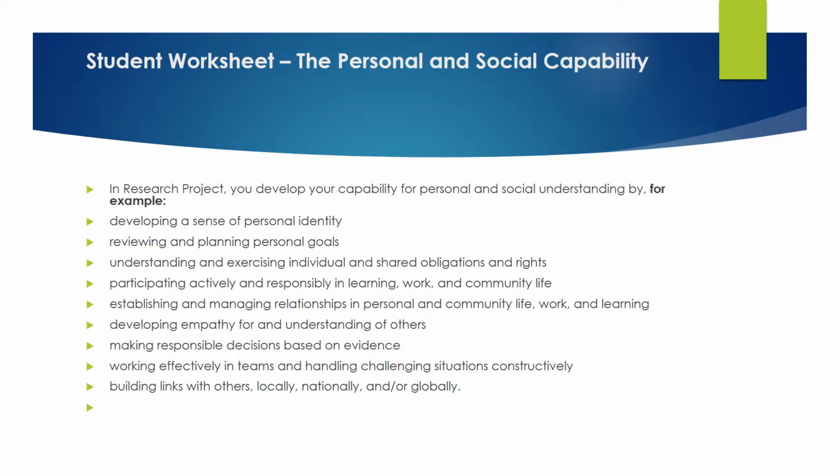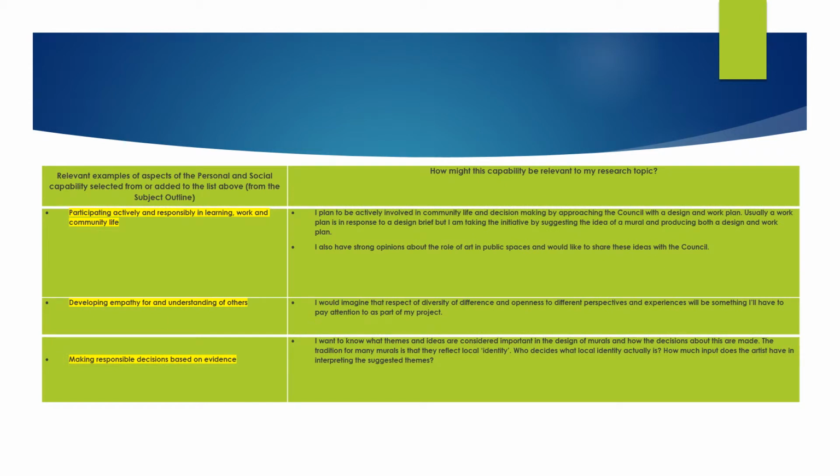If we look at this one here, this is the example that the SACE board provides, and it's talking about your personal and social capability. So this is about personal identity, planning, working with others, learning about community life, etc. How do you do that? Well, in your planning section, you need to go through your capabilities and have a look at which elements of that capability match.